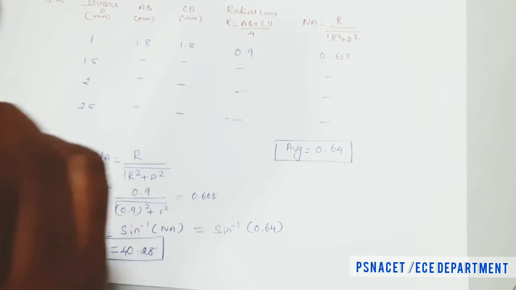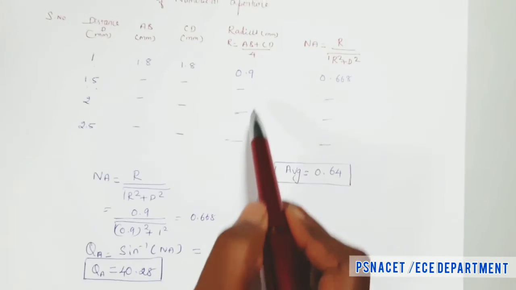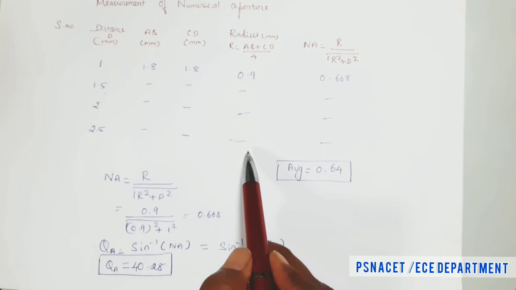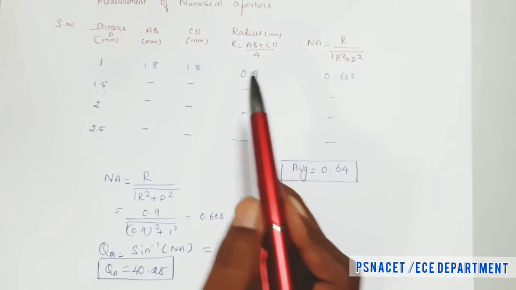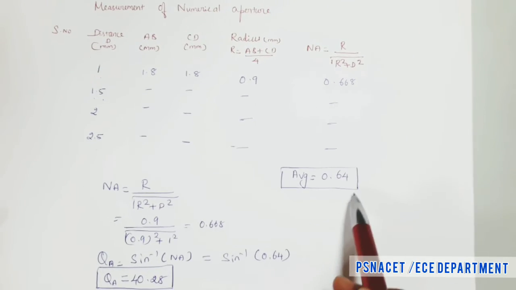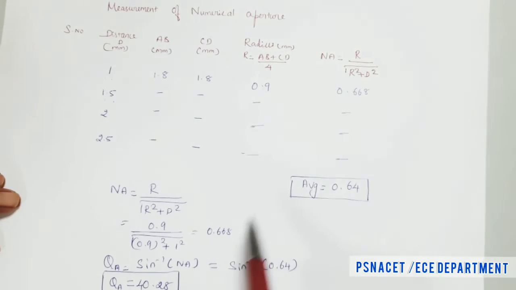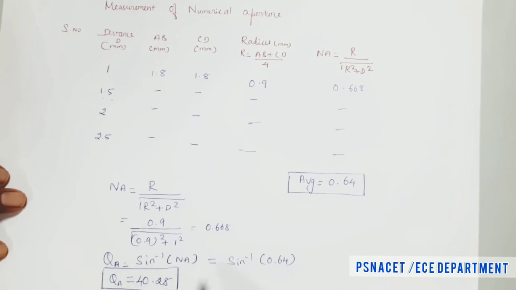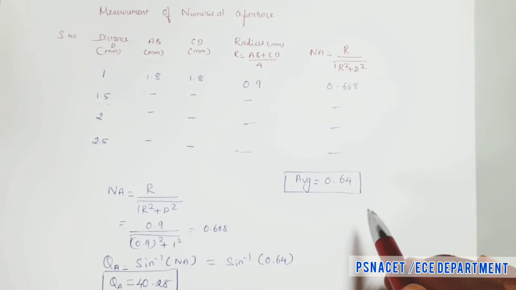For multiple values of distance, we are going to measure multiple values of radius. From the iterated values of D and R, we are going to determine the value of numerical aperture. The average value has to be found. From the average value of numerical aperture, we can also find the value of acceptance angle. So this is all about the tabulation part.